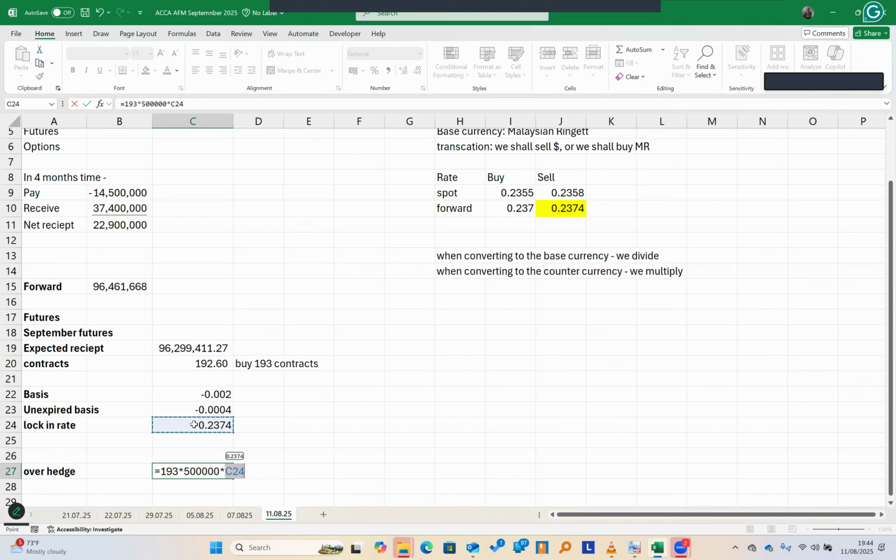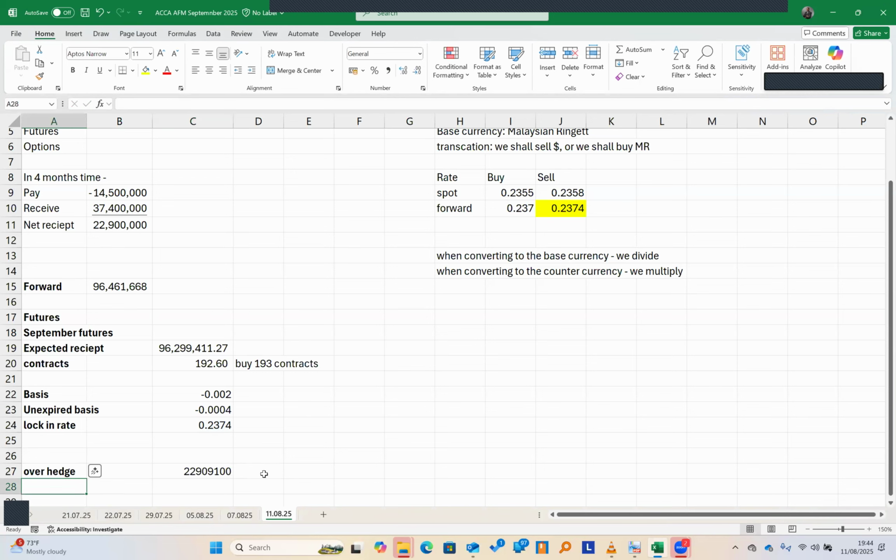So that gives you how much? That gives you 22.909. And you can see that we are actually only receiving 22.9. So in other words, we have overhedged by this 9,000 here. Now this 9,000 that we have overhedged, we have to convert it, because now it means that we have extra dollars. So we need to convert that.